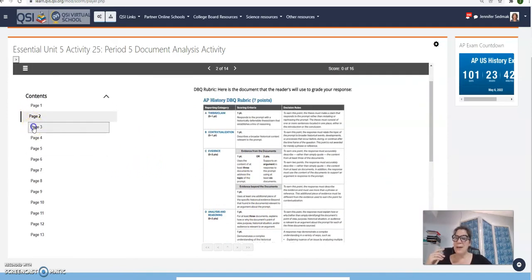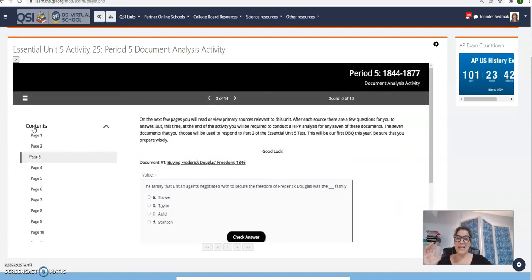And then starting from page 3 of this activity on, here's where you're going to be exposed to the different documents. Now, what I say here, read these directions very carefully because these are the documents that you're going to use in part 2 of the Essential Unit 5 test. So I'm kind of giving them to you ahead of time. There are 11 in total. You're going to have to pick 7 of them.